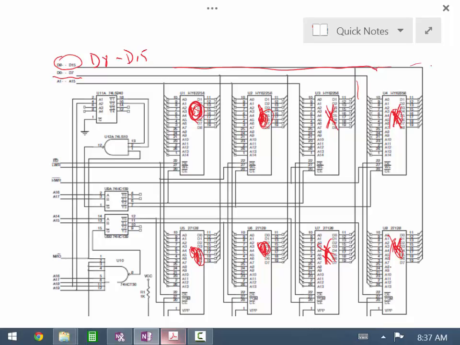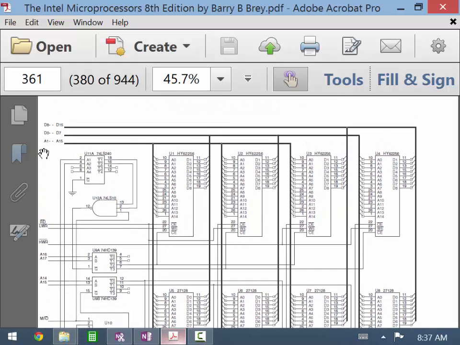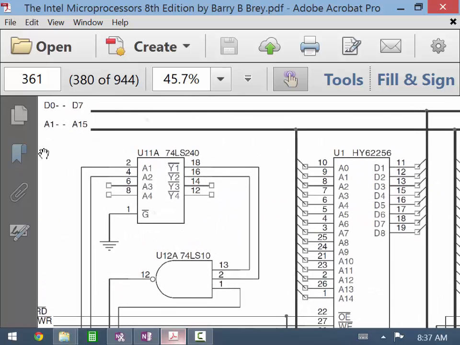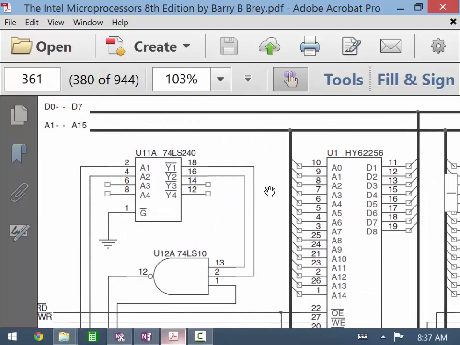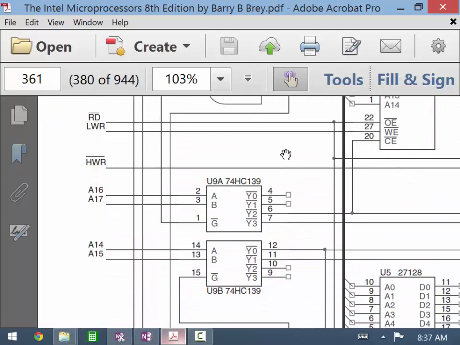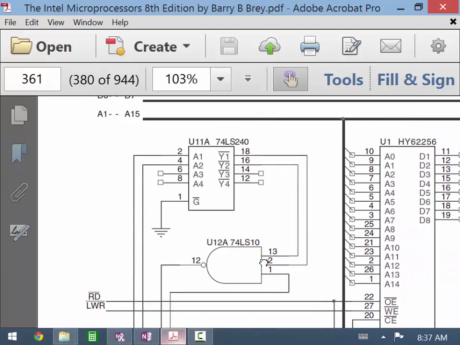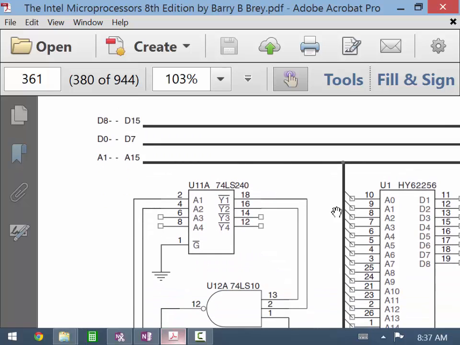Now, as we look at this, we're going to see that we've got our address lines right here. This is A1 through A15. I think that's right. Let me go back and look at the... yeah, see, A1 through A15. I'm going back here to make it a little easier to see. Right there, A0, where is A0 coming in here? I think that must be a typo. That is a frustrating thing to have happen.